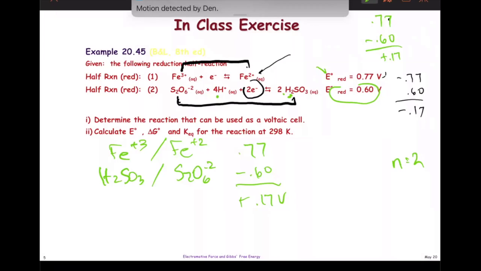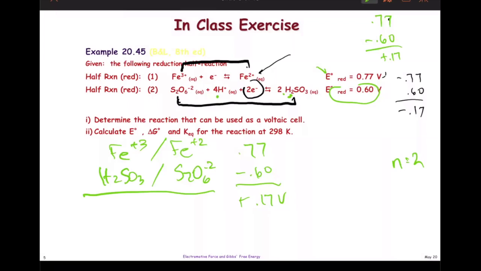Okay, so let's continue on. Determine the reaction that can be used as a voltaic cell. It's going to be the combination of these two. Reverse the second one, add it to the first. Calculate E0. E0 is 0.17 volts. Calculate free energy. Free energy equals minus N F E0. N is 2.